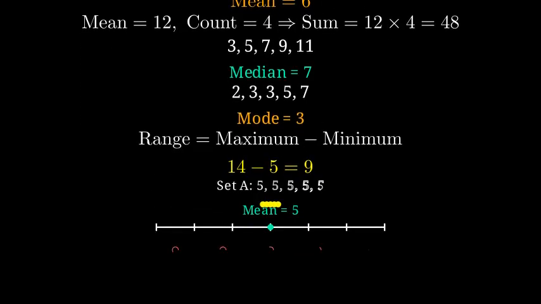Part 4 is standard deviation. On the SAT, you usually compare data sets rather than calculate. Values clustered near the mean have a smaller standard deviation. Values spread out have a larger standard deviation. Here, both sets have mean 5, but set B is more spread out.